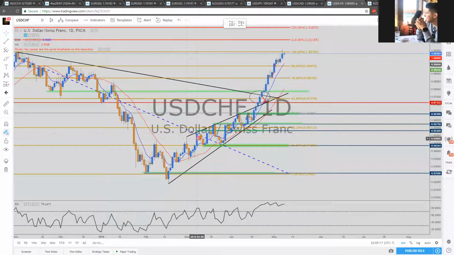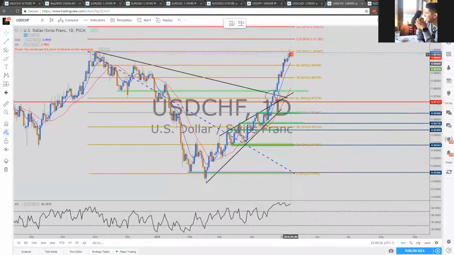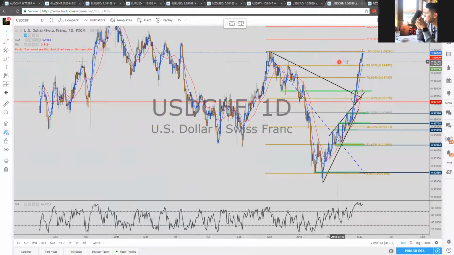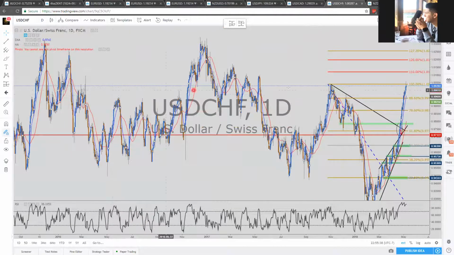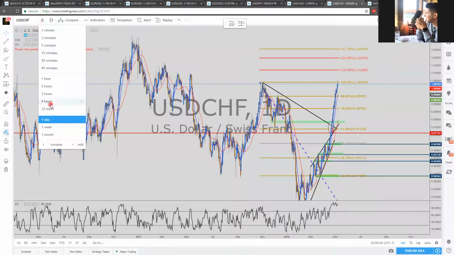It broke above this area here. We have the resistance, we have the support. So it broke above. Now it's at a really oversold area. Even on the RSI, we can see that it's highly oversold. So it's at the 0-0. Major resistance area on the daily.